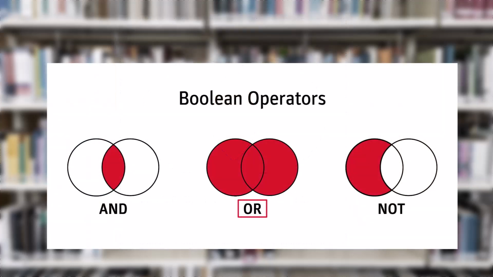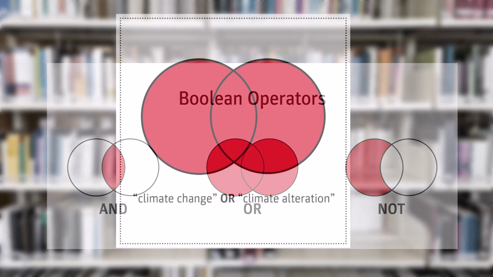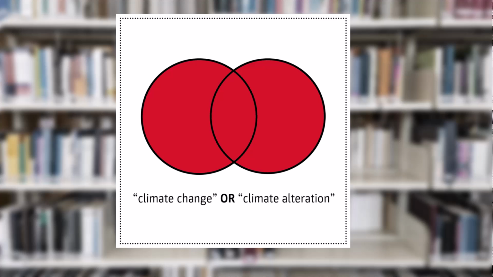The or operator is used when either one or the other search term should appear in a document. It is particularly useful when searching for synonymous or related terms, as it allows you to find content that contains either one of the terms. For example, using the or operator, you could search for climate change or climate alteration. It is also possible to simultaneously search for a term in different languages. For instance, you could search for climate change or the German equivalent Klimawandel.